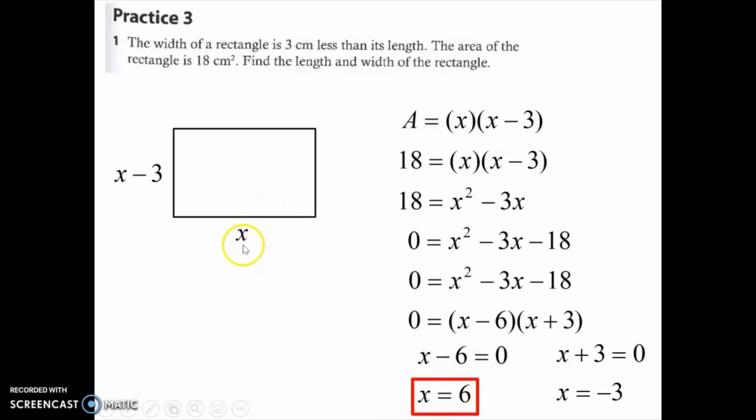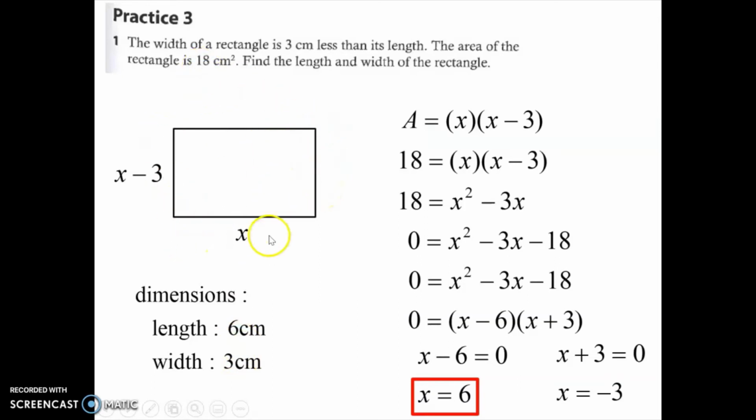So now that we know x is 6, we can say what the 2 dimensions of the rectangle are. This is 6, and this is 6 minus 3, which means our dimensions are length 6, width 3, and notice if you multiply those 2, you get the area that we were given. Great, pretty basic problem, but again, very common, the idea of areas represented by quadratics.